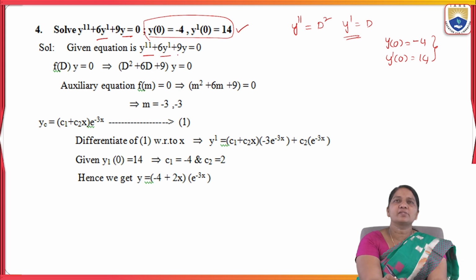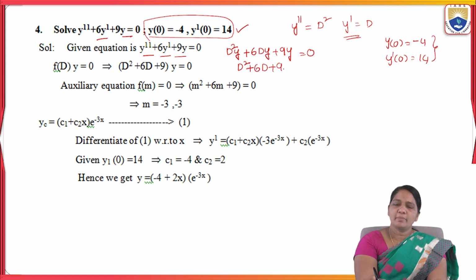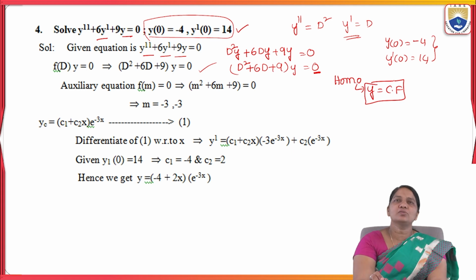Y double dash plus 6y dash plus 9y equal to 0. Just now I told you y double dash means D square. So we can write D square y plus 6 into Dy plus 9 into y is equal to 0. So from this we are writing the operator: D square plus 6D plus 9 into y is equal to 0. So this is the f of D value. Here in the RHS part we are having 0, nothing but this is the homogeneous equation. For the homogeneous equation, what is the solution? Y equal to only CF. So finding CF is enough to get the solution here.